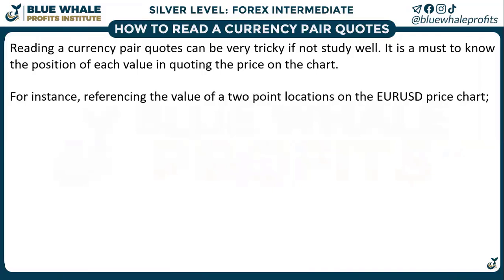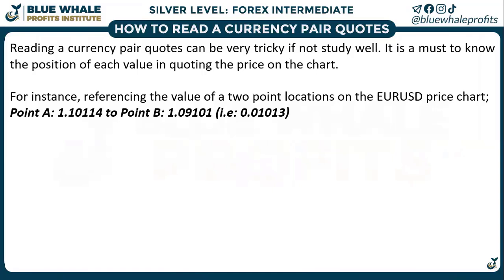For instance, referring to the value of 2 points location on the Euro USD chart, that's when point A is 10114 and then point B is 09101, that's 0.01013.